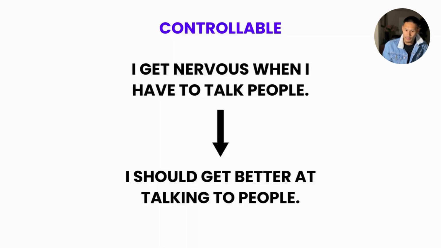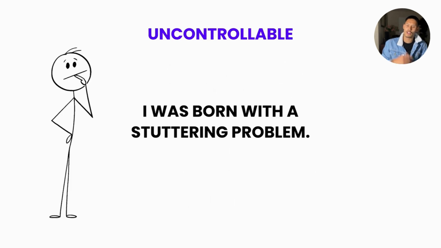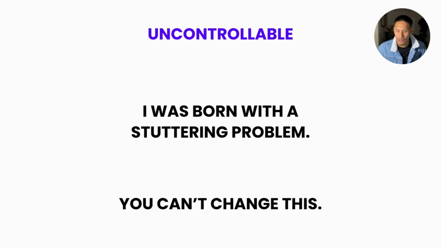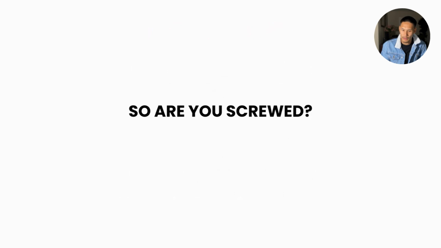So, if you can take this and you can say, I get nervous when I have to talk to people, and you realize that this is in my control, and you say, I should get better at talking to people, you have now taken control of the situation, as opposed to saying, I get nervous when I have to talk to people, and assume that's an uncontrollable. This is what an uncontrollable would look like. I was born with a stuttering problem. You cannot change this. That's why it's an uncontrollable.